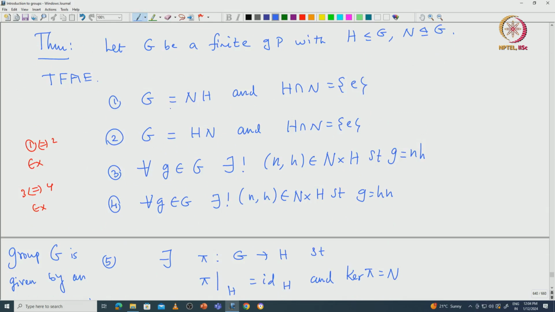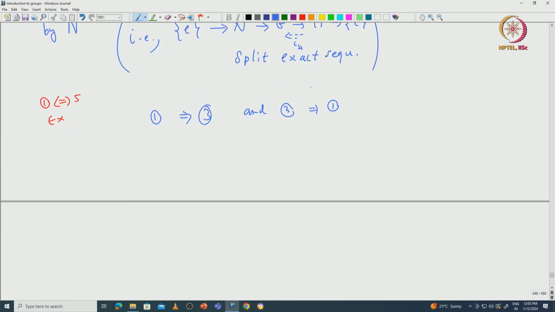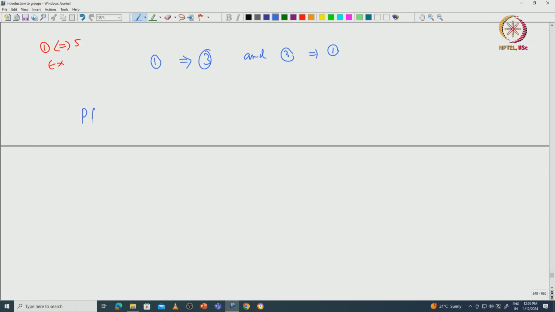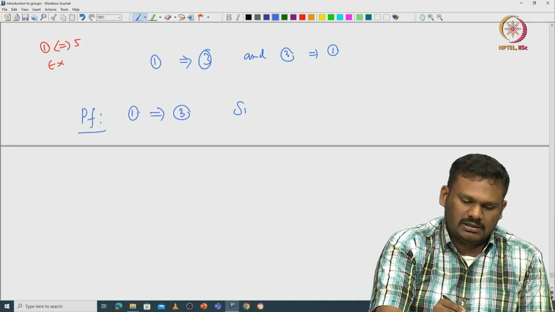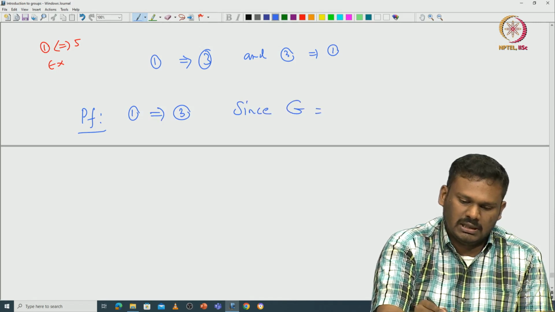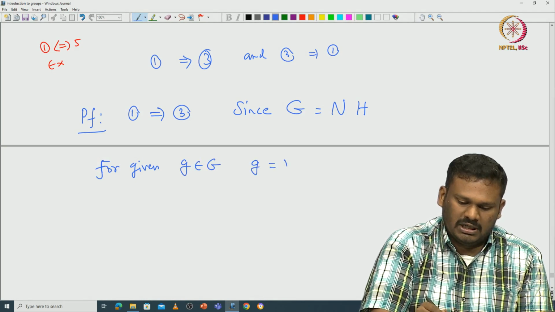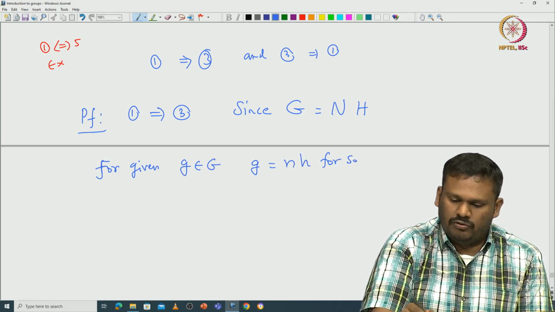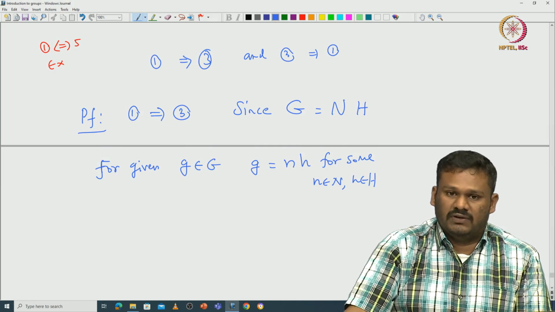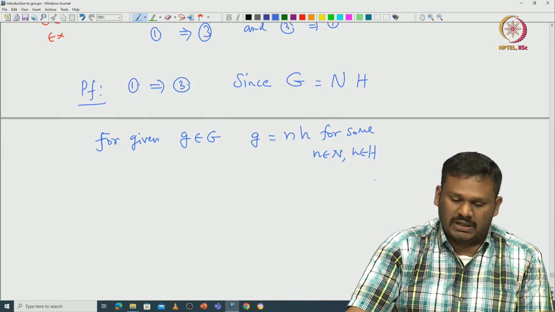So we have to use that G is the product of N and H, and the intersection of N and H is identity. So let us prove this. Proof of 1 implies 3. Since G is NH, for a given g in G, you can see that g can be written as nh for some n in N and h in H. That is trivial just from the definition of G equal to NH.